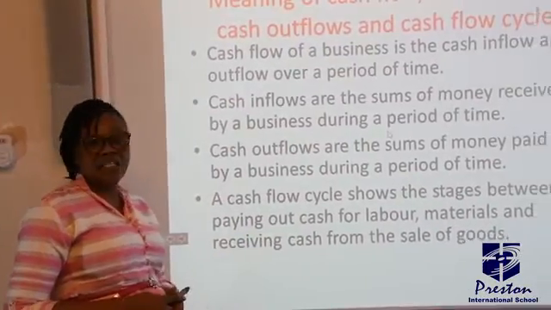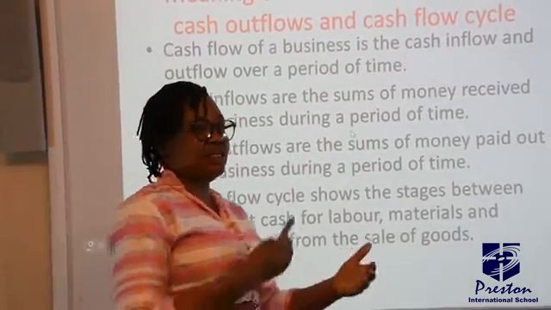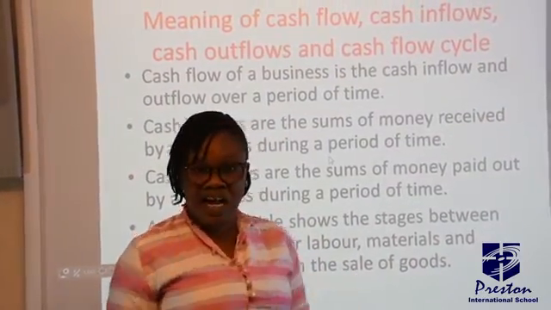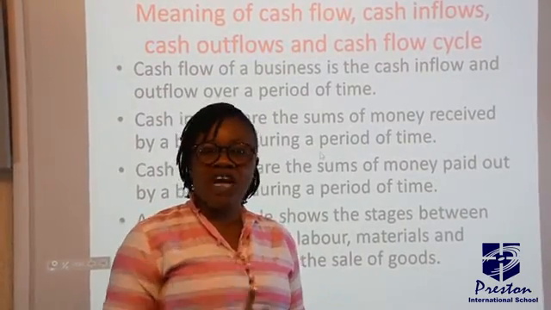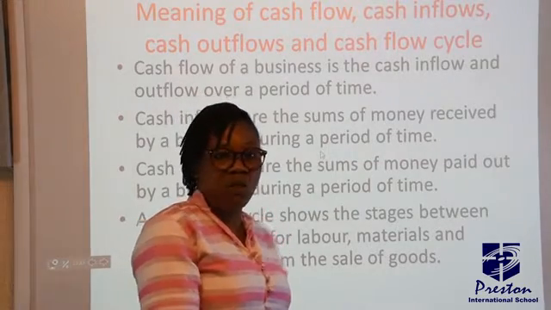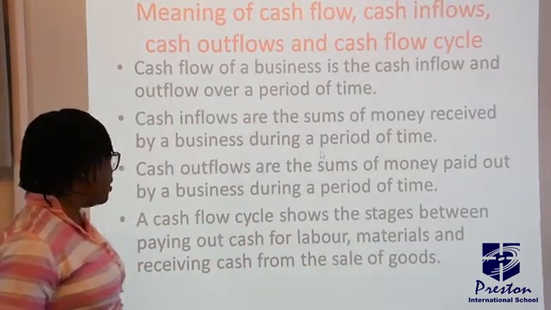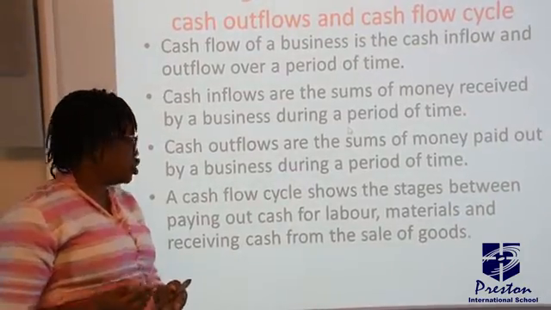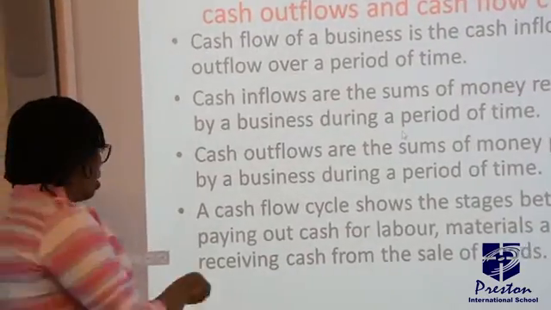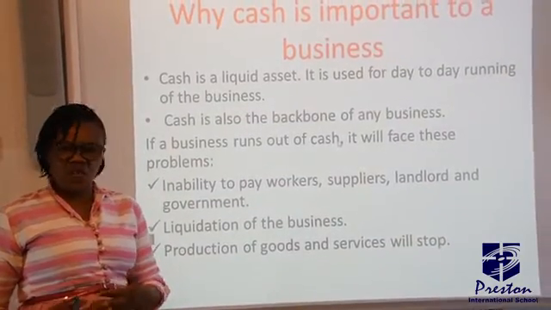While cash outflow are the sums of money paid out by a business during a period of time. A business that is doing some sort of renovation, maybe they need supply of granite and some other things. They can order for it. Now, while ordering for it, they have to pay money to those that will bring the supply. The money paid to those people is what we refer to as cash outflow. Now, a cash flow cycle shows the stages between paying out cash for labor, materials, and receiving cash from the sale of goods.